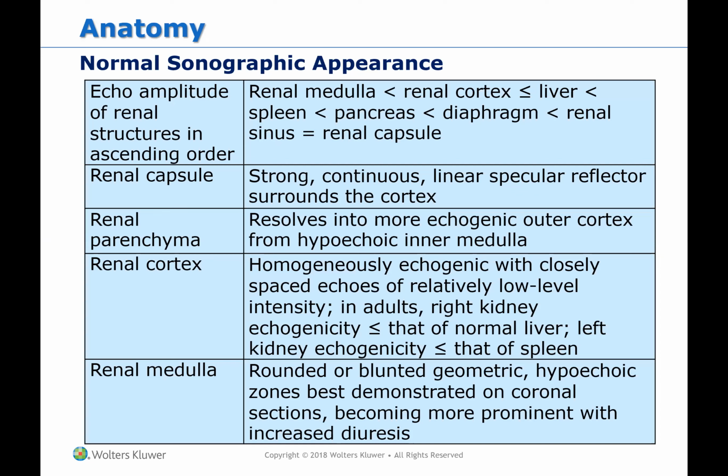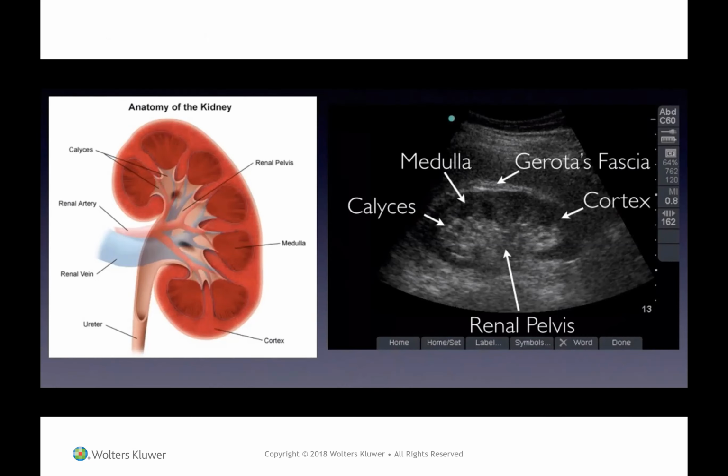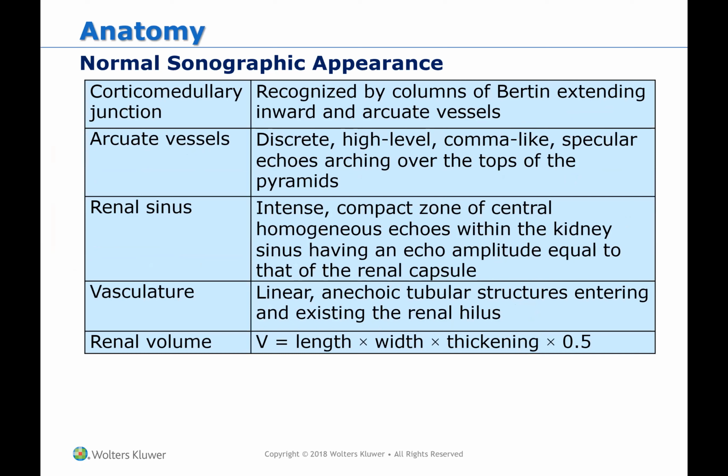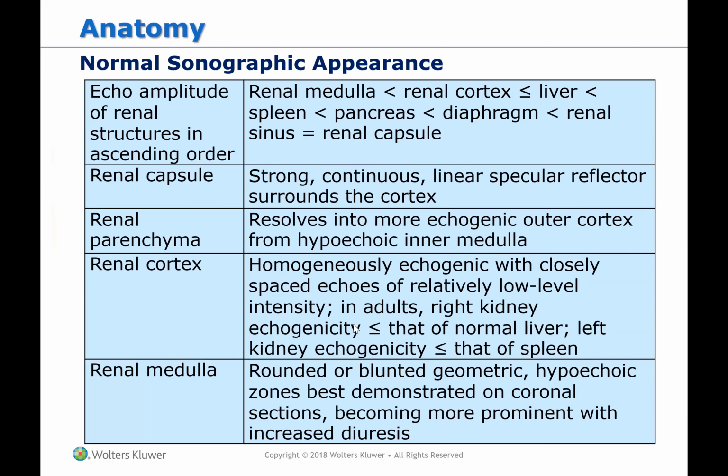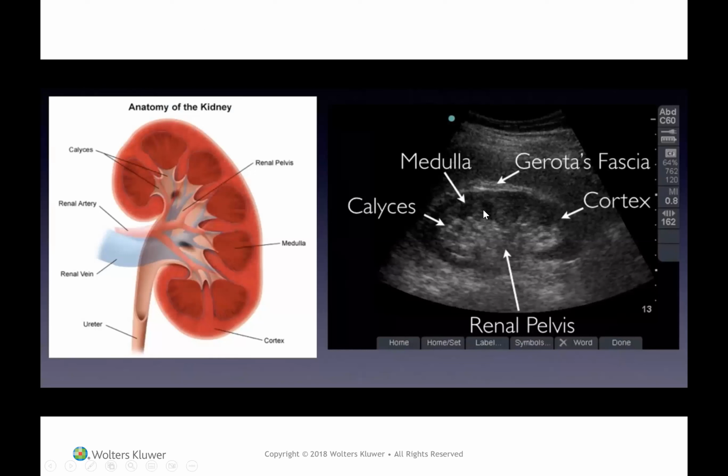The renal medullas are rounded or blunted geometric hypoechoic zones, best demonstrated on coronal sections. See these little anechoic medullas. The corticomedullary junction is recognized by the columns of Bertin extending inward and arcuate vessels. That's talking about the calyces here, in between each medulla.